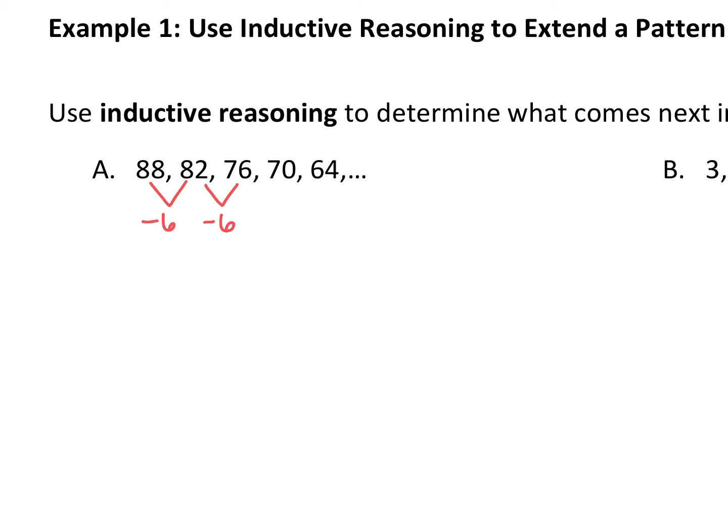So a pattern is emerging. Let's see if this continues. If we're at 76 and to get to 70, we can subtract 6. Then if we have 70 to get to 64, we are subtracting 6. So using inductive reasoning, we can see that a pattern exists where you are subtracting 6 to get to the next term. So our next term, if we follow that pattern, we can predict that we would take 64 and subtract 6 to get the next term in the sequence of 58.